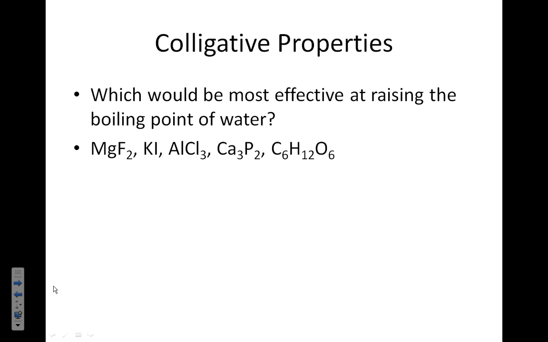Now, just a follow-up question. Which would be most effective at raising the boiling point of water? Most effective? We want to pick something that's ionic and the thing that has the most ions. So in order to answer the question, we just have to go through these options and figure out which one is going to be ionic and split into the most ions. So ionic, we just figure out which ones are ionic first.